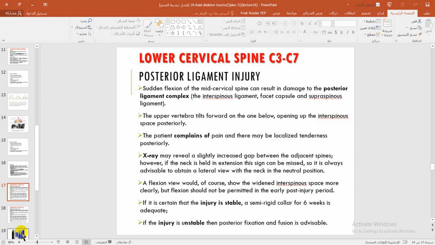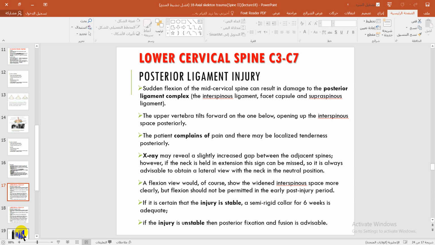The upper vertebra tilts forwards on the one below, opening up the interspinous space posteriorly. The patient complains of pain, and there may be localized tenderness posteriorly. Here we mention that by examination we palpate posteriorly the spinous processes and feel if there is a gap in between.